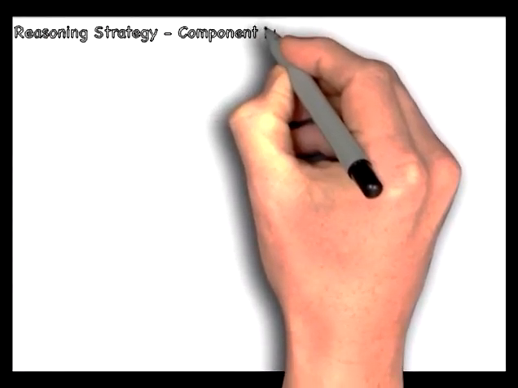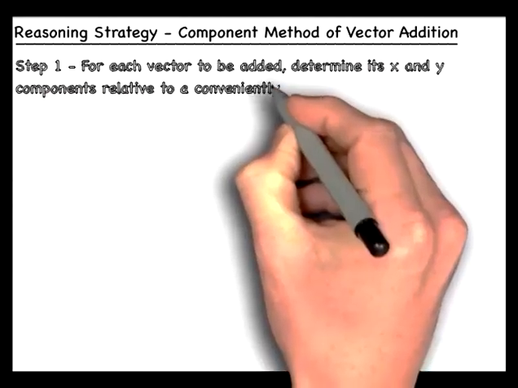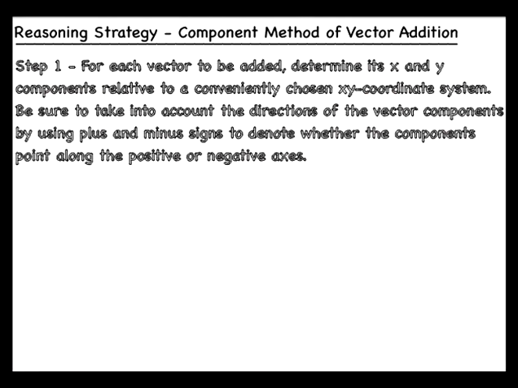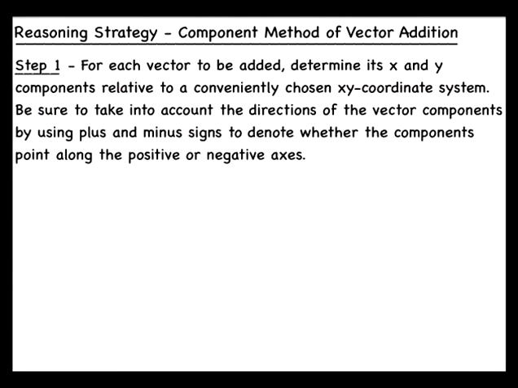Let's summarize by developing a reasoning strategy for applying the component method of vector addition. Step 1. For each vector to be added, determine its x and y components relative to a conveniently chosen xy coordinate system. Be sure to take into account the directions of the vector components by using plus and minus signs to denote whether the component points along the positive or negative axes.